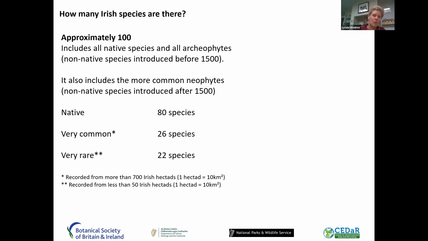Out of those, we have about 80 species that are actually native and are ancient and have been here a long, long time. Out of those native species, we have 26 species that are very common, and we have 22 that are pretty rare or very rare. All the other species in between are quite frequent, so there are a lot of species that you will come across.